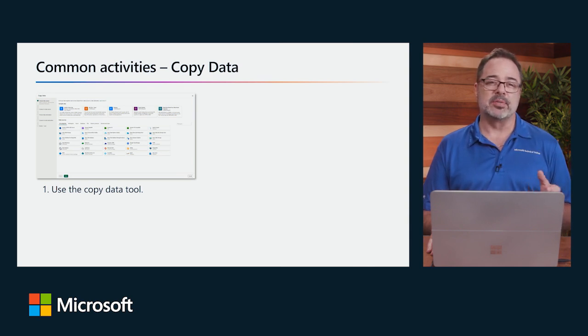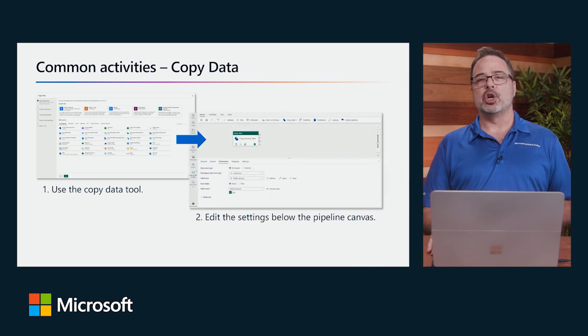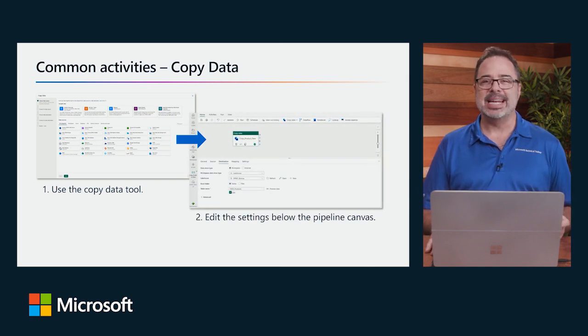The copy data tool appears when you add a copy data activity to a pipeline. A graphical tool takes you through the steps required to configure the data source and destination for the copy operation. A wide range of source connections are supported, making it possible to ingest data from most common sources. After you've added a copy data activity to a pipeline, you can select it in the pipeline canvas and edit its settings in the pane underneath.